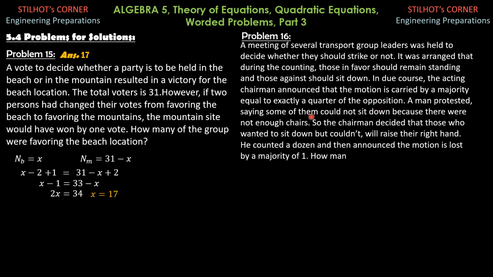A man protested, saying some of them could not sit down because there were not enough chairs. So the chairman decided that those who wanted to sit down but couldn't will raise their right hand. He counted a dozen and then announced the motion is lost by a majority of one. So how many transport leaders were in that meeting?